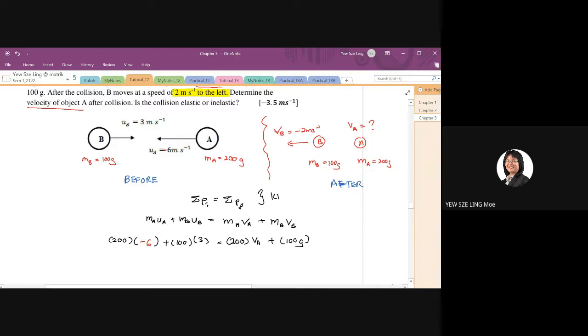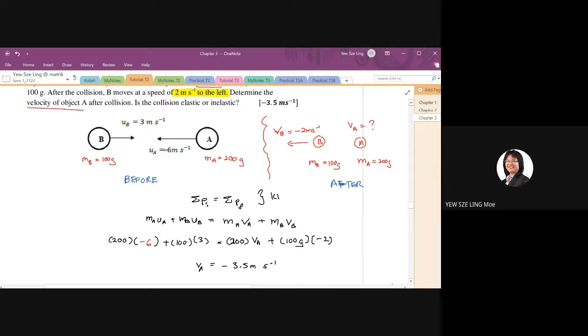Okay, my VB, which is a negative 2. So negative 2. All right, so remember to put a negative here. So in this case, what do you have? You have VA equals to negative 3.5 m/s. Negative 3.5 m/s. So after collision, you have a negative 3.5.